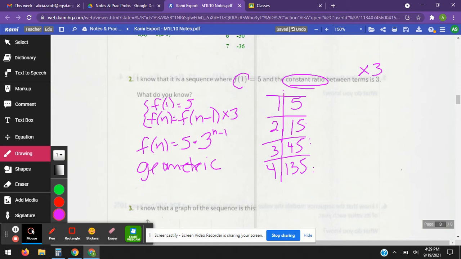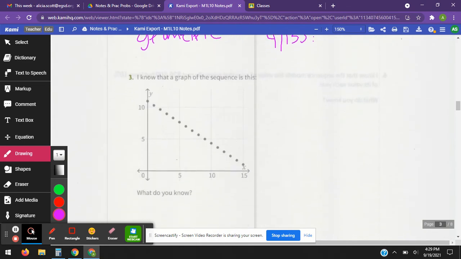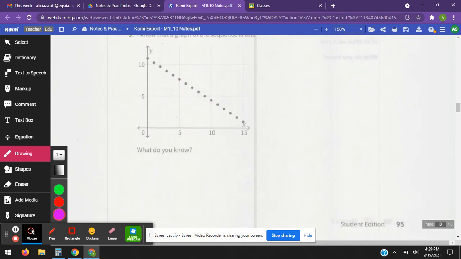You could say I started with $5 and I know that every month it's going to triple in value with this investment that I've done. And so there'd be a story context to go with it. All right, 3. Ooh, here we're given a graph.